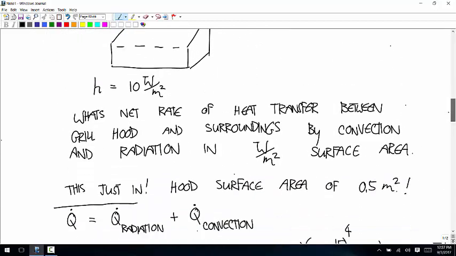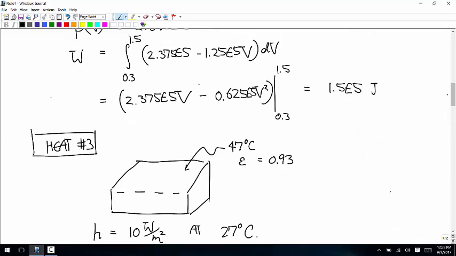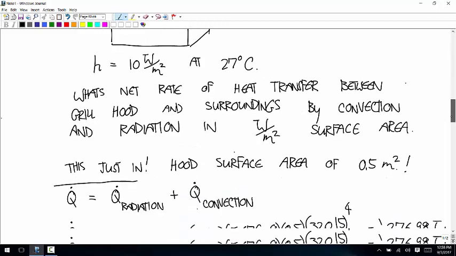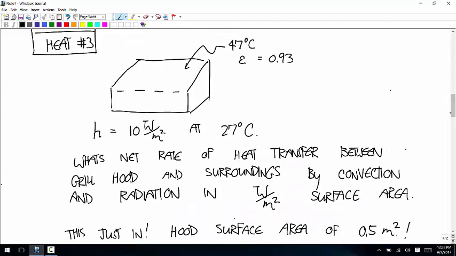Well, it just said, yeah, I didn't write it down here. It said the constant of convection was this at 27 degrees Celsius. The body's 47, but I don't think I wrote that. But the idea is that the surrounding air is 27 degrees Celsius.